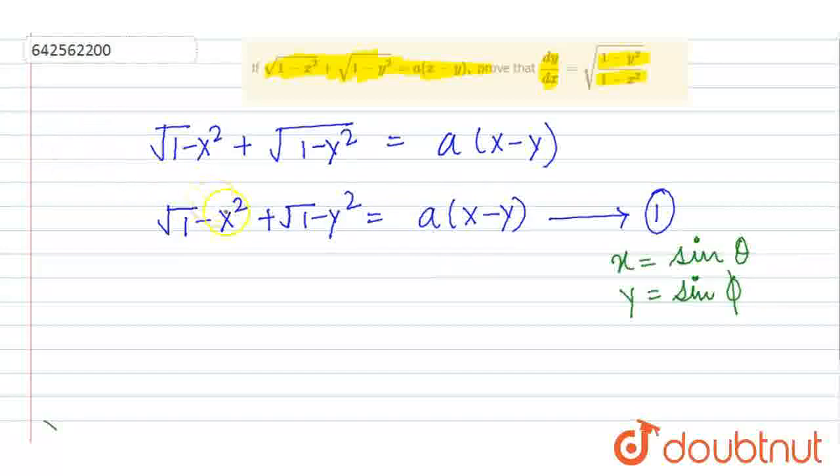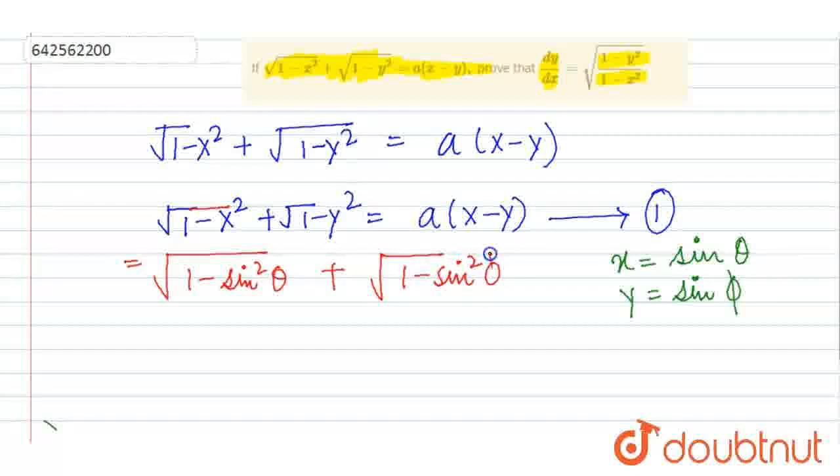Okay. So we have root 1 minus x square. I will put down the value of x over here, right? So that is 1 minus x square, that is 1 minus sine square theta. Similarly, we have to write y square as well. So 1 minus sine square phi, right? And here we can write a(sine theta minus sine phi). Okay, so this is first what we have to do.